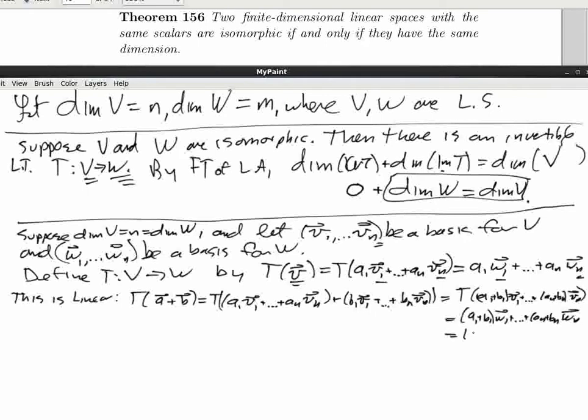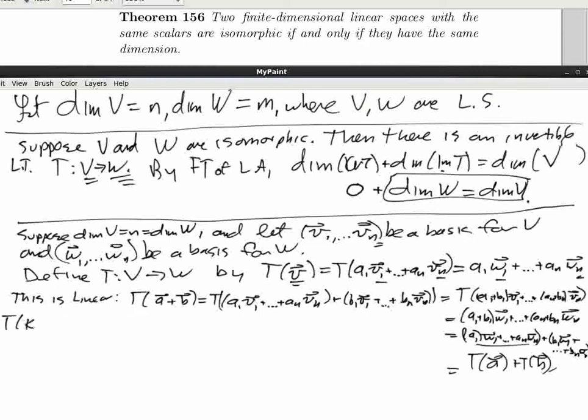But I can separate all the A's out, A1 W1 plus dot dot dot plus AN WN. And I can separate the B's out, B1 W1 plus dot dot dot plus BN WN. But this would be equal to T of A plus T of B. So it's looking good for linear.